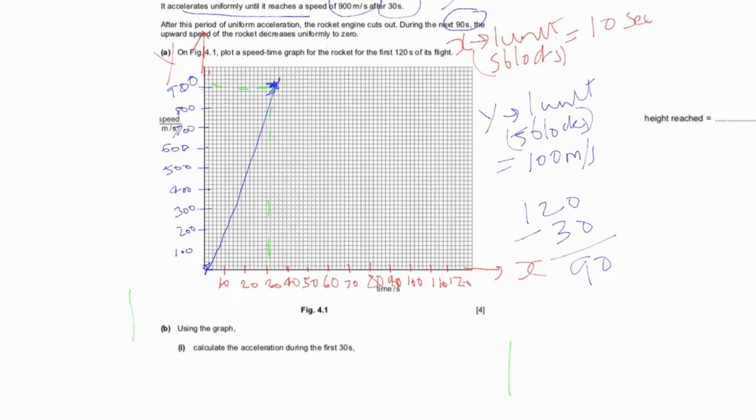So till 120 you have to take it like this for the next 90, because you can see this is 10, this is 20, between 40 to 50 it is 30, 60 to 70 it is 40, then 70 to 80 it is 50, then 80 to 90 it is 60, then 90 to 100 it is 70, then 100 to 110 it is 80, then 110 to 120 it is 90. So till here we have to bring it down like this.